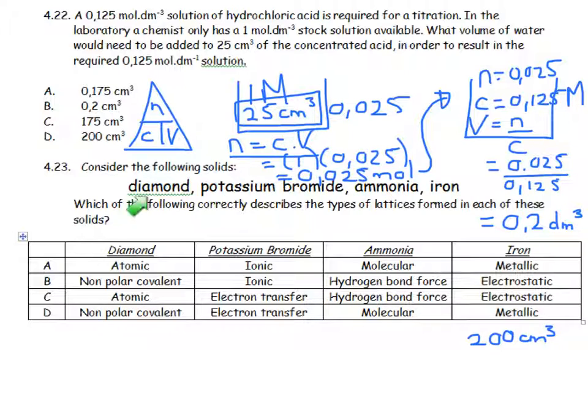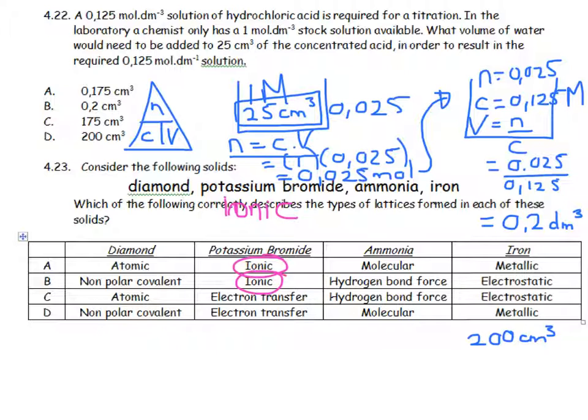Consider the following solids: diamond, potassium bromide, ammonia, iron. Which of the following correctly describes the lattices formed in each of them? Well, let's think about it firstly. Potassium bromide is going to be ionic because it is a metal and a non-metal, potassium and bromine. So potassium bromide is ionic.